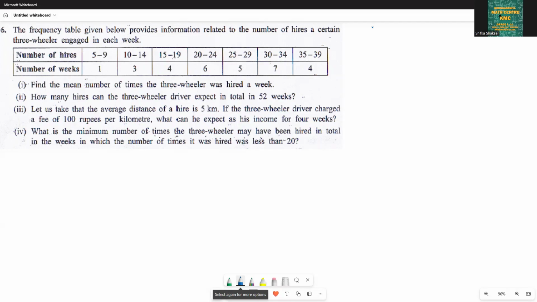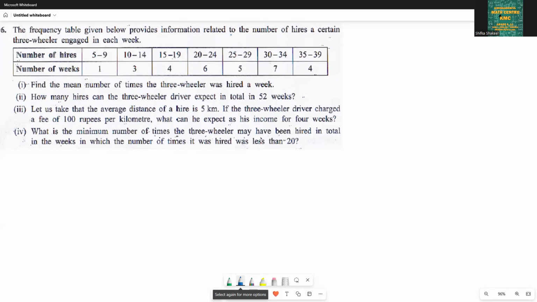Sixth question. The frequency table given below provides information related to the number of hires a certain three-wheeler engaged in a week. The number of hires and the number of weeks is given in this table. First part, find the mean number of times the three-wheeler was hired a week.